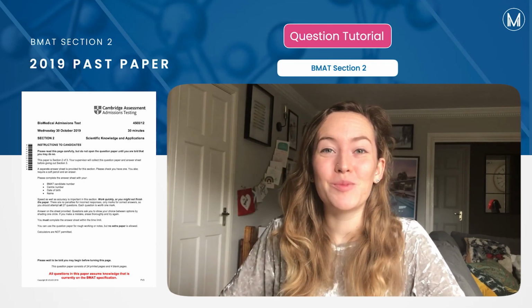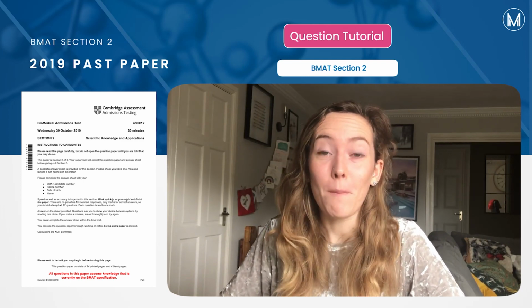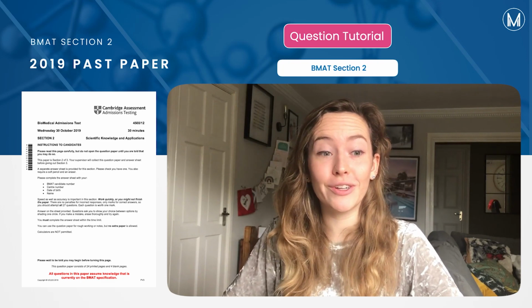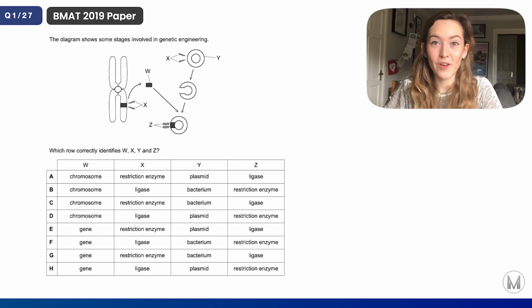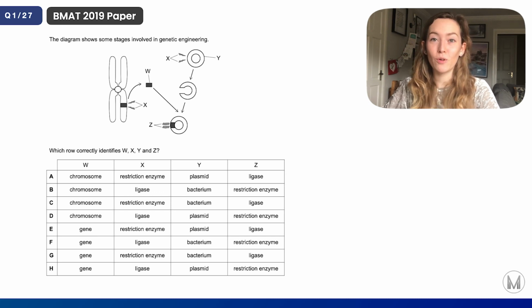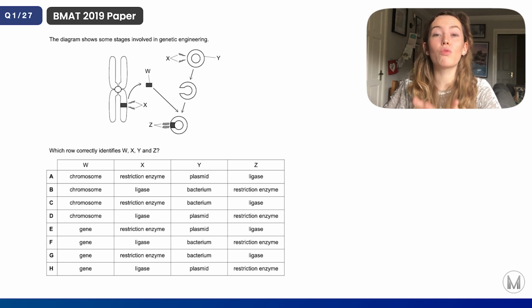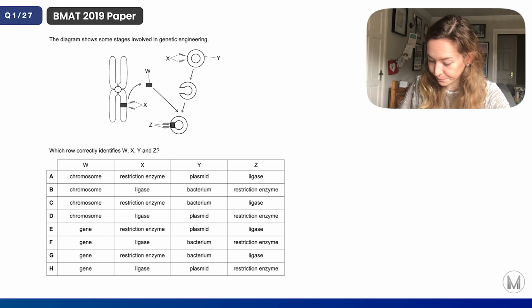Hi and welcome to this 2019 paper walkthrough or question tutorial on BMAT section 2. So here's our first question. It's a typical genetic engineering question and we're going to go through it through a process of elimination.